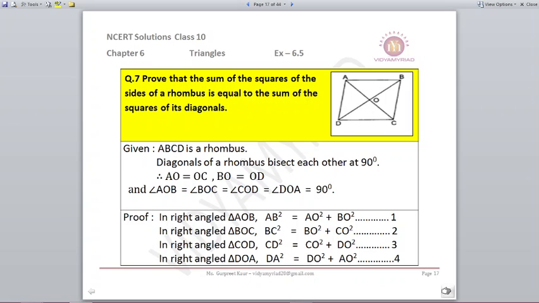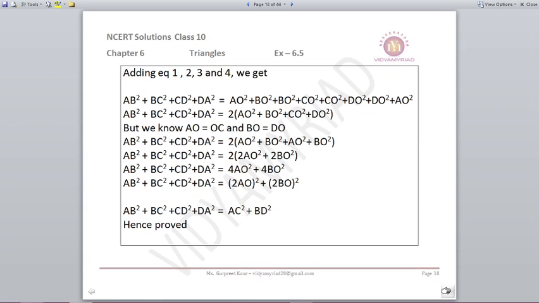Now we have 4 equations. What we are going to do is we will add all the equations. When we see the left hand side, you get all the sides. AB square, you have BC square, you have CD square and you have DA square. So left hand side you have achieved. We will work on right hand side. If we look at right hand side, you will see that it is twice of AO square plus BO square plus CO square plus DO square.